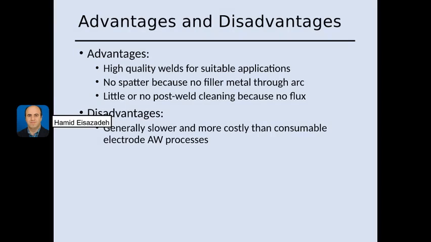Here are the advantages and disadvantages of the process. The TIG welding process can produce very high quality welds. We have no spatter in the process, and normally there are not many post-welding processes. We don't need to clean the surface of the weld. In stick welding, we have to clean the surface. We have to remove the slag.